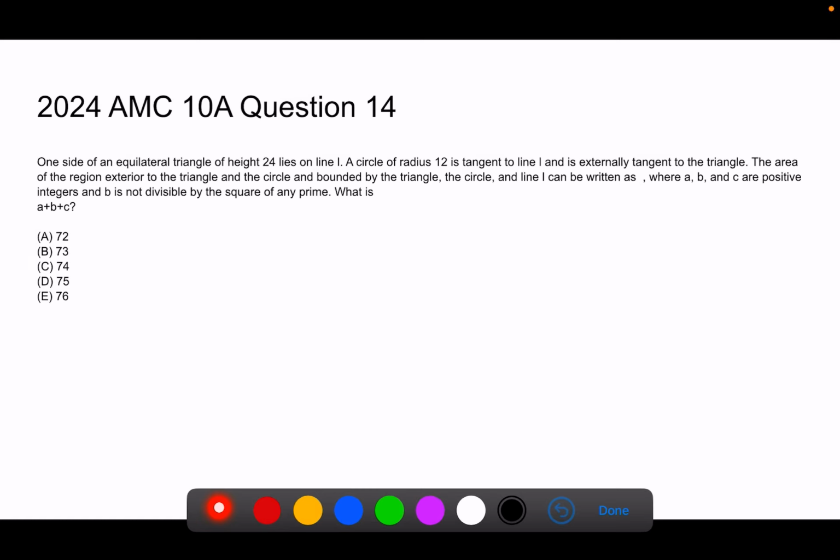C10A, question 14. One side of an equilateral triangle of height 24 lies on line L. Given that it's a geometry question, I'm going to draw the picture as we read through it. And for a geometry question, a big chance of getting this question right is actually to draw the picture correctly. So this is line L. You have an equilateral triangle.